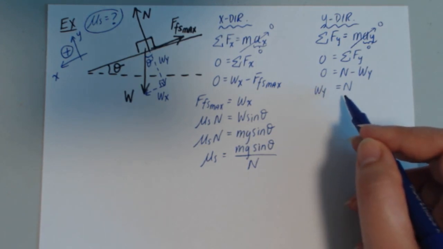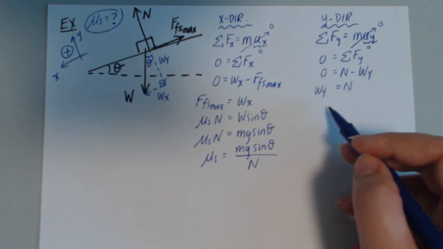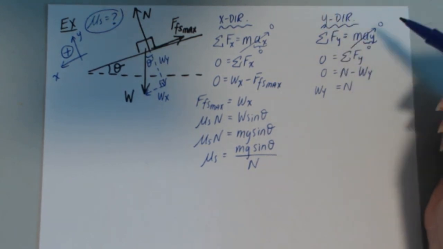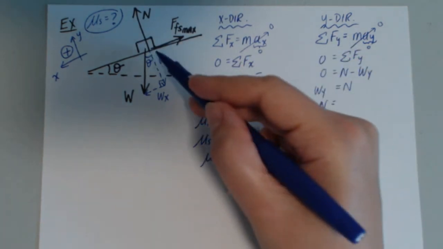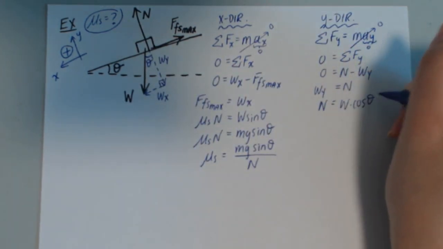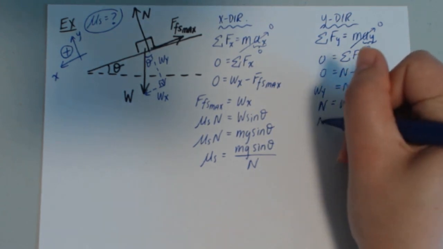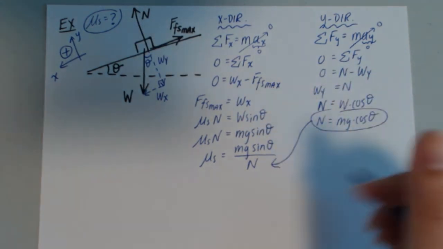That's why I said normal is not always equal to the weight. Sometimes it's a component of the weight, sometimes it's a component of the weight with another force. You have to work it out by always inspecting the net forces in the y direction. So N is equal to wy, and wy is w times cosine of theta. So that's mg times cosine of theta. So there's my expression for N, and that's going to get plugged in over here, okay?